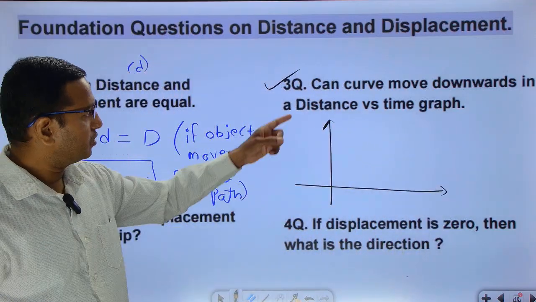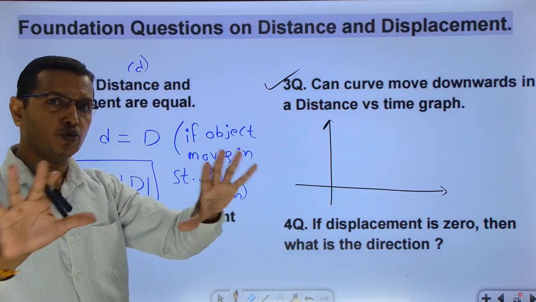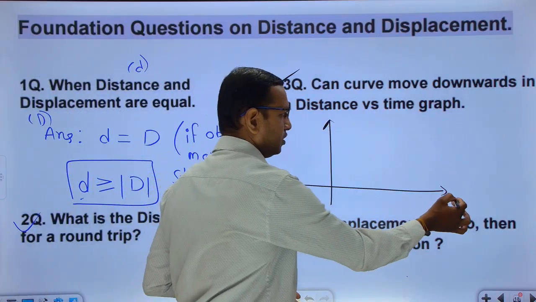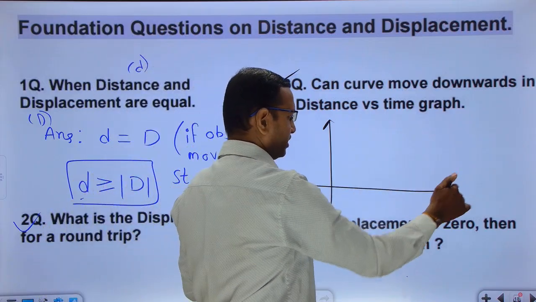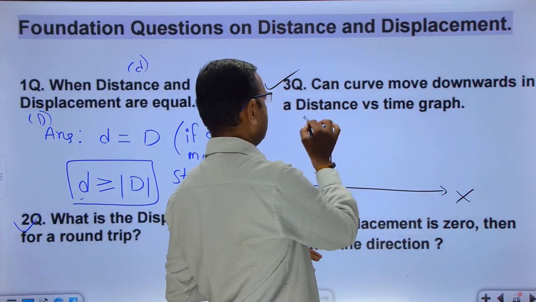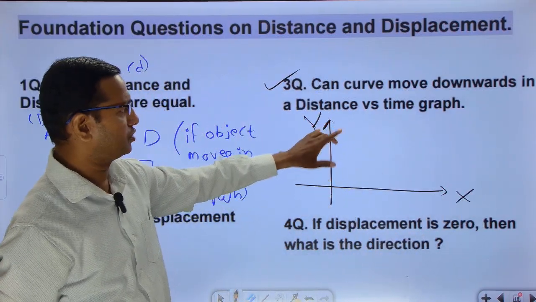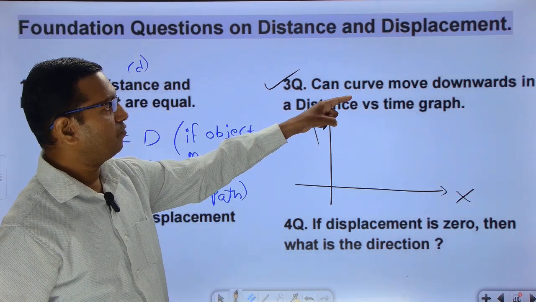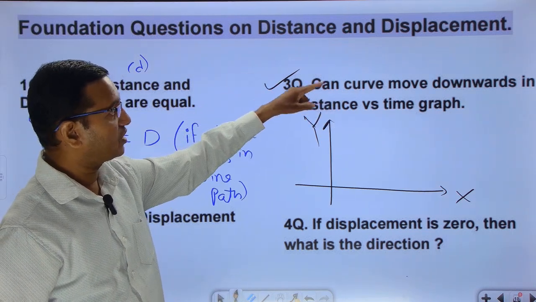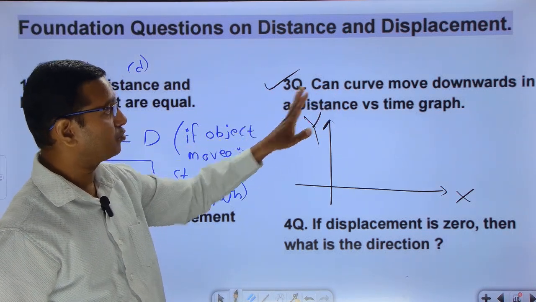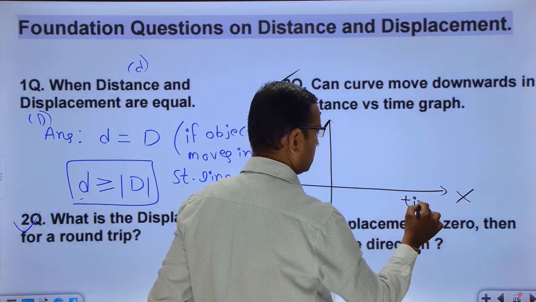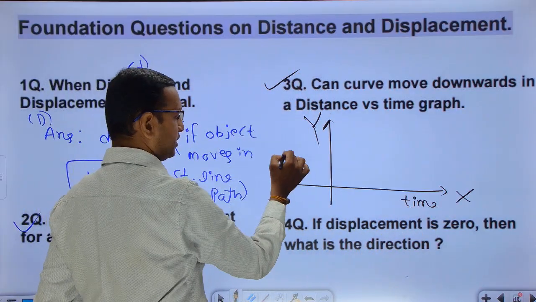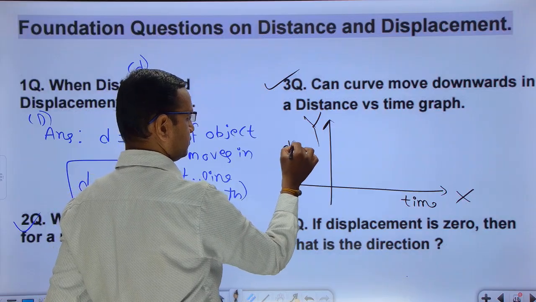See, when I'm calling it a curve, the curves I'll be drawing are in 2D only, not 3D. So in the 2D or Cartesian plane, the horizontal line is called the x-axis, and the vertical line is called the y-axis. Hope you know these concepts. Now, can a curve move downwards in a distance versus time graph? This x-axis I will take as the time axis, and the y-axis I will take as the distance axis.